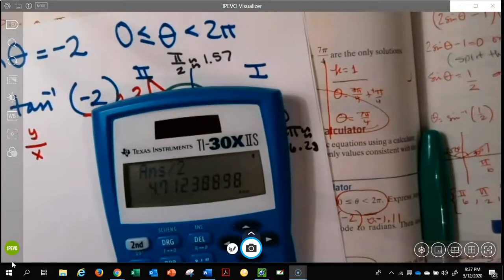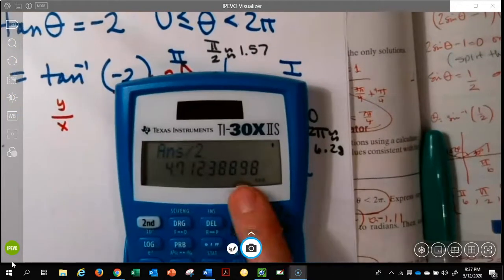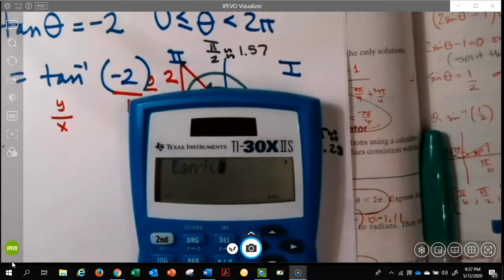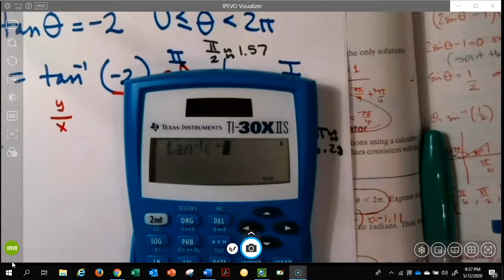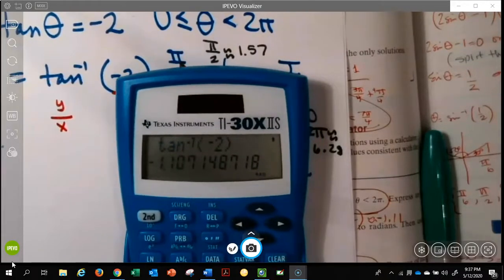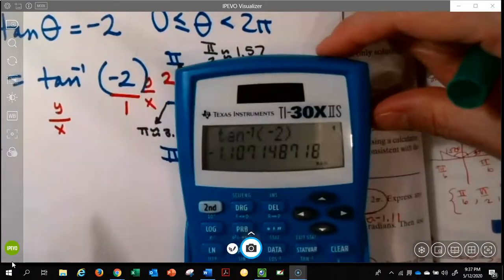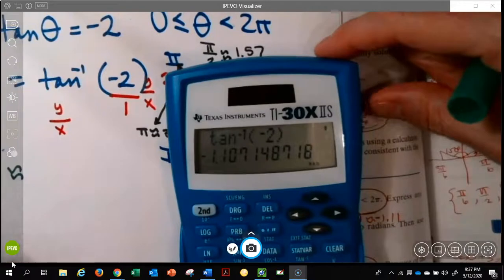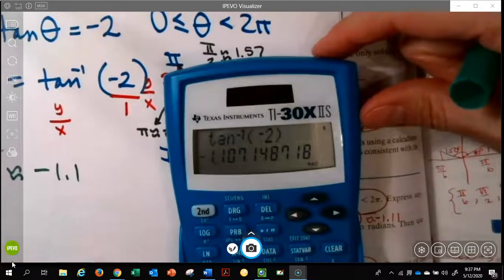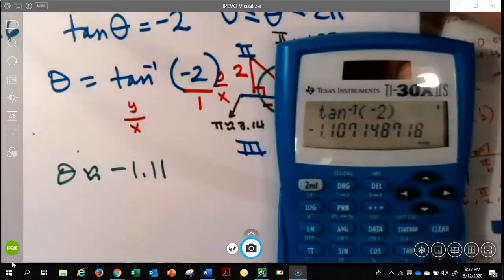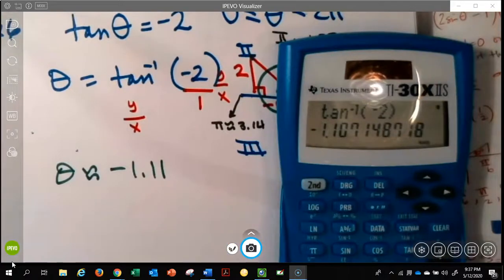And so I'm ready to punch. I need to make sure I am still in radians or my world comes tumbling down. I'm going to do second tangent. I'm going to tell it I want to do it for -2, and I'm going to hit equals. Looky, looky, looky. We got a -1.1. Woo-hoo. So one thing my theta can be is -1.11. So yay, I'm done, right?